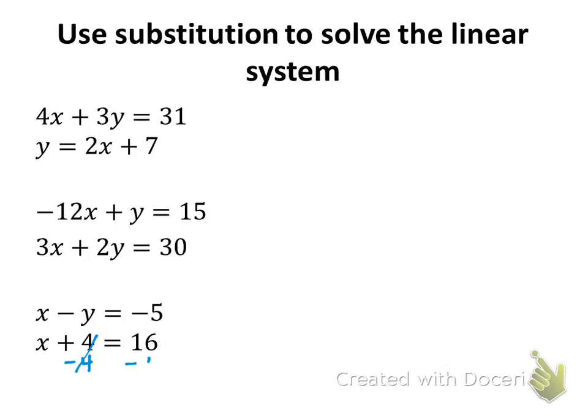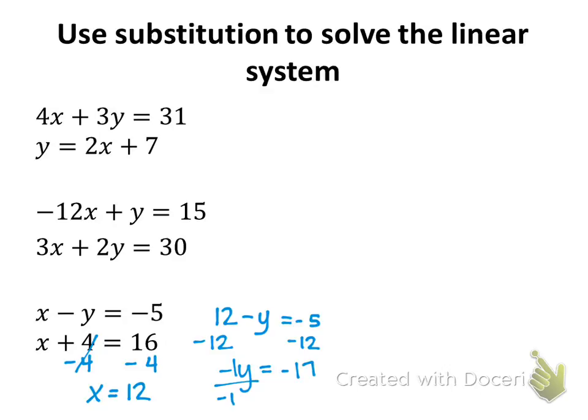So I'm going to subtract 4 on both sides, and I'm going to say x is equal to 12. There's one of my answers right there. So now I just take this 12 and I plug it into the other equation. 12 minus y is equal to negative 5. I subtract 12 on both sides. Negative y is equal to negative 17.